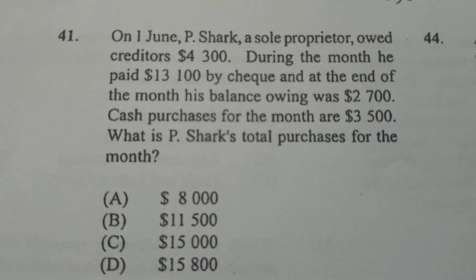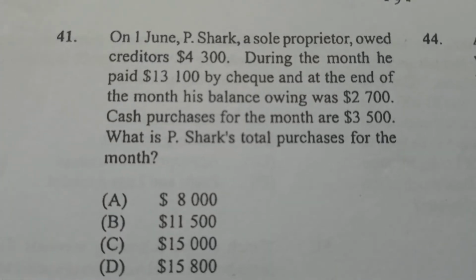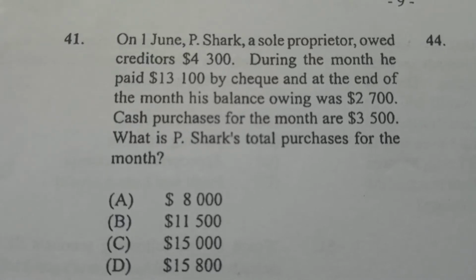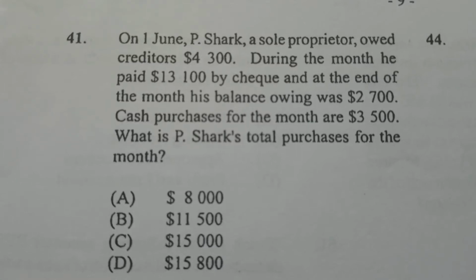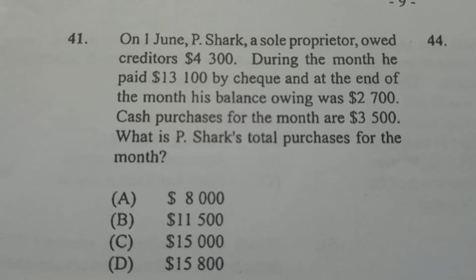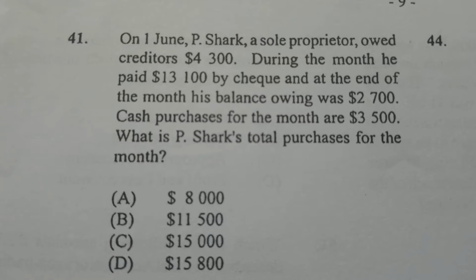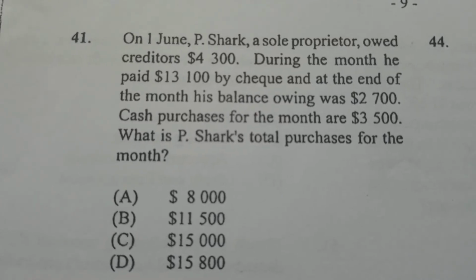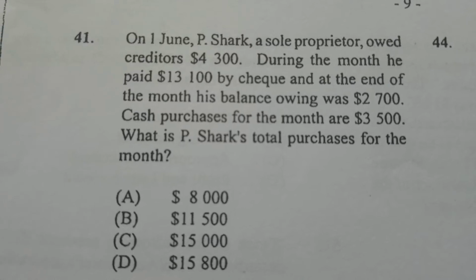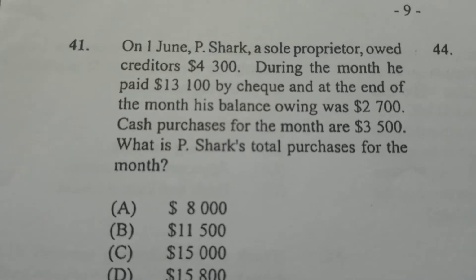Item 41 says, on the 1st of June, P. Shark, a sole proprietor, owed creditors $4,300. During the month, he paid $13,100 by check, and at the end of the month, his balance owing was $2,700. Cash purchases for the month are $3,500. Now, what is P. Shark's total purchases for the month?